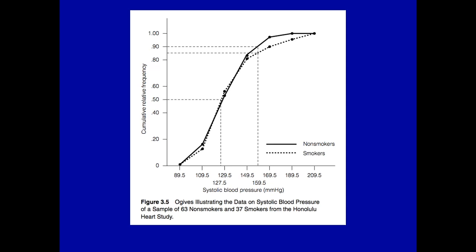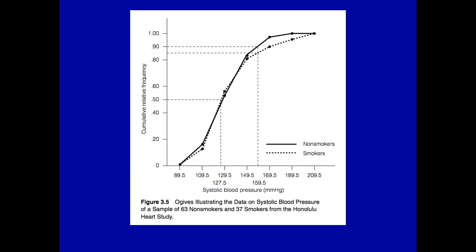This has actually been summarized in text, where you would want to say something like this. In figure 3.5, we can see that 90% of the non-smokers and 86% of the smokers had systolic blood pressures below 160 millimeters of mercury. The ogive gives for each interval the cumulative relative frequency. That is the percentage of cases having systolic blood pressures in that interval or a lower one.